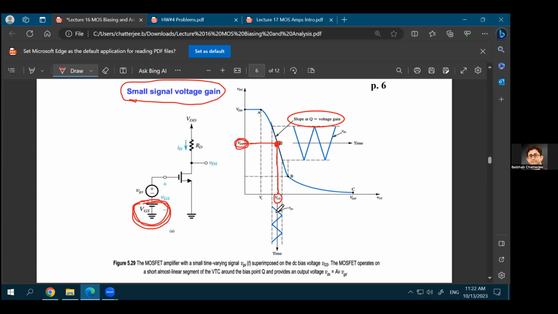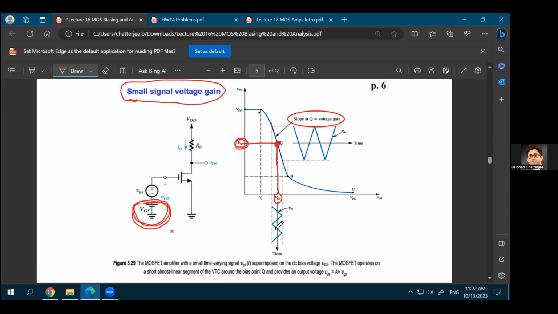But the highest and lowest point on your gate to source voltage will be determined by how much of a small signal you're applying, how much of the AC voltage you're applying. Now again, for some of you this might not be clear, but when we talk about small signal, we're talking about an AC signal. Because in most cases you want an amplification out of this device, which means your input is small, your output is large.